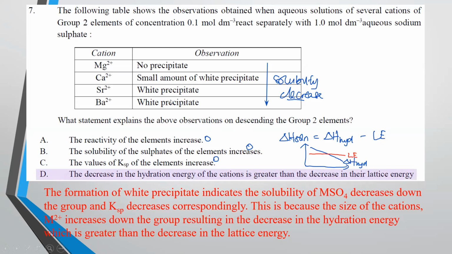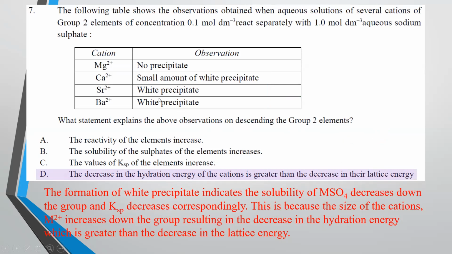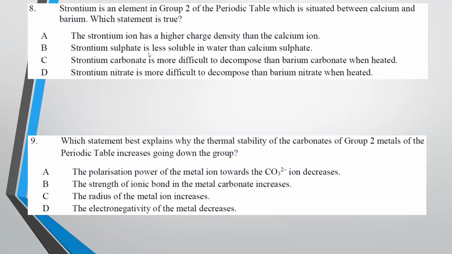Okay, so that is how you solve question number 7. Now let's move to question number 8. Strontium is an element of group 2 of the periodic table, which is situated between calcium and barium. Which statement is true?